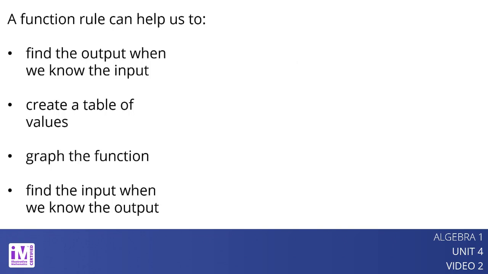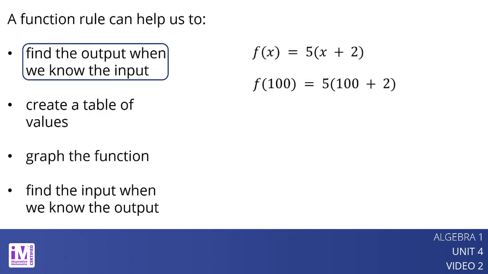Knowing the rule that defines a function can be very useful. It can help us to find the output when we know the input. If the rule f of x equals 5 times the quantity x plus 2 defines f, we can find f of 100 by evaluating 5 times the quantity 100 plus 2.